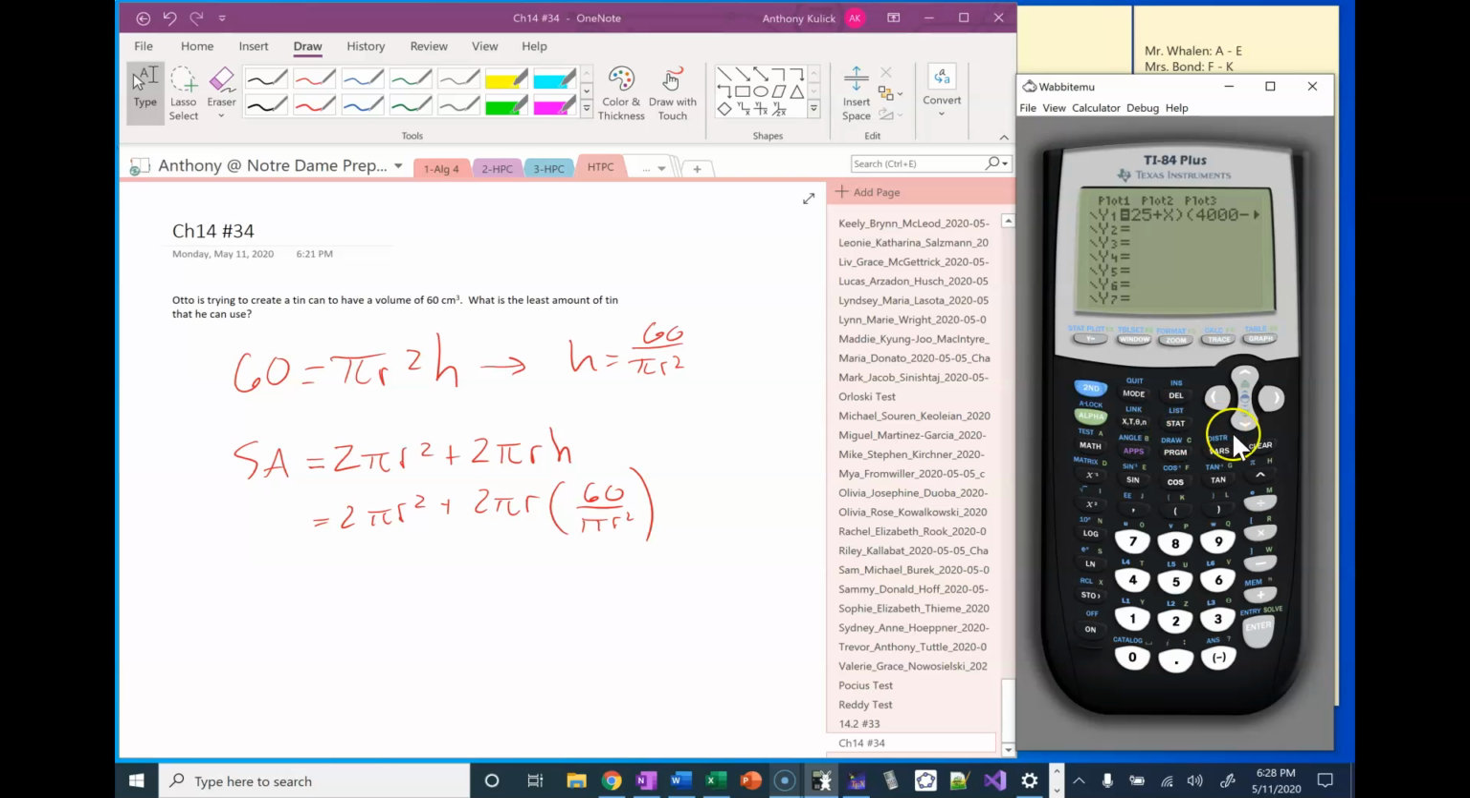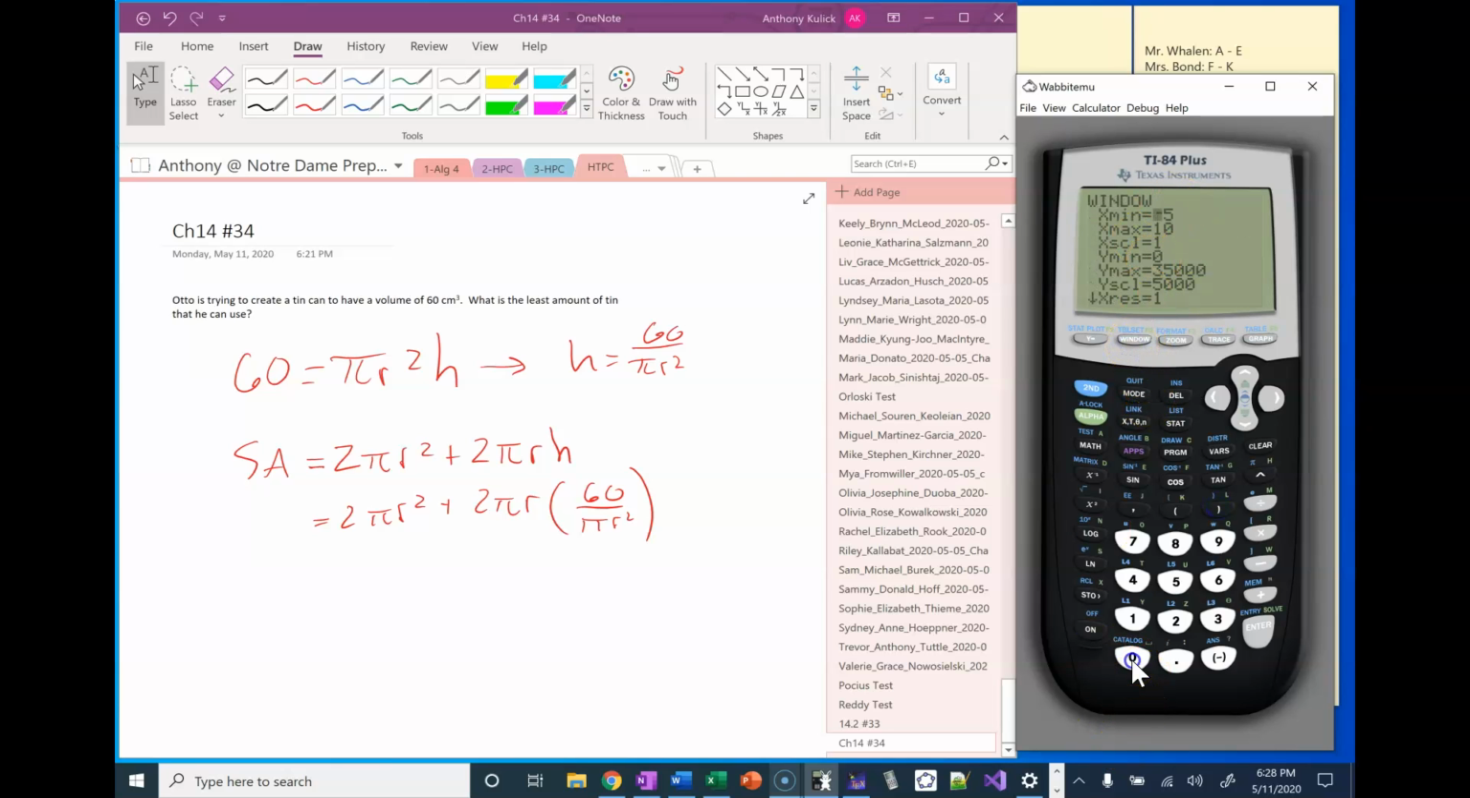So instead of r's, I'm going to use x's, just FYI. And you could reduce this a little bit if you wanted to, but since I'm not really going to solve this, I'm just typing it into my calculator. I'm not going to bother with it, but it wouldn't be a big deal if you did. Okay, and I'm just going to graph this.